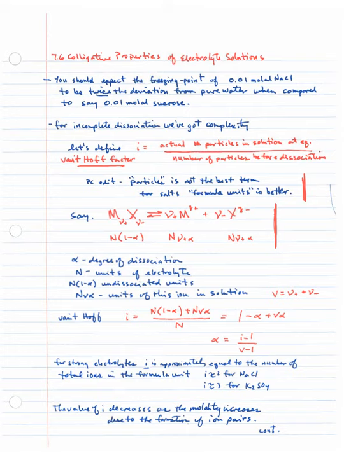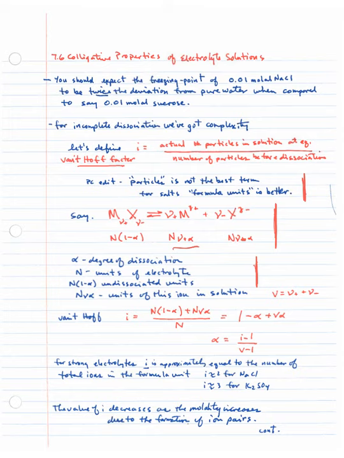Anyway, this version of an ICE table defines some terms. Again, alpha is the degree of dissociation, n is the formula units of the electrolyte, n times (1 minus alpha) is the number of undissociated units, and n times nu times alpha is the units of this ion in solution. So you could have n nu plus alpha, the number of cation units, and n nu minus alpha, the number of anion units.